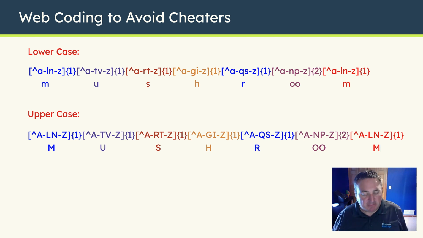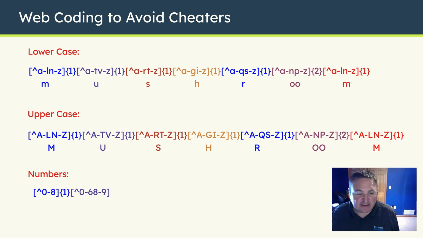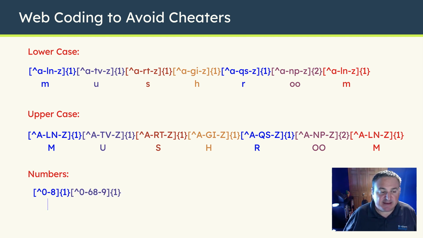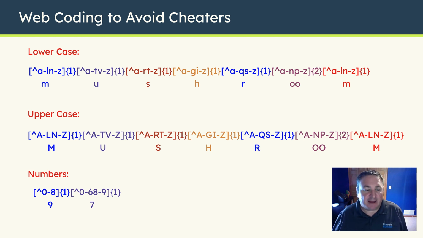Okay, how about numbers? Can we do numbers with this? Of course we can. These are numbers. So here's an example. And what this is going to be is 97. So not 0 through 8, one of those. And then not 0 through 6 or 8 through 9, one of those, giving you 97.